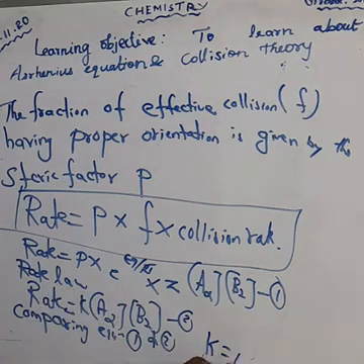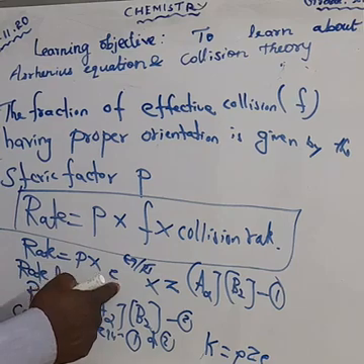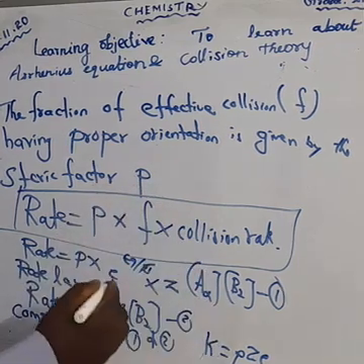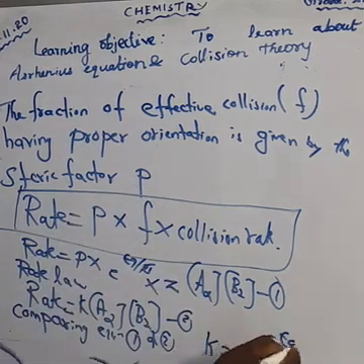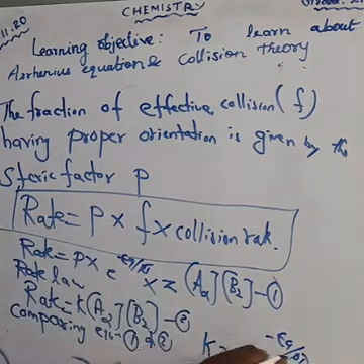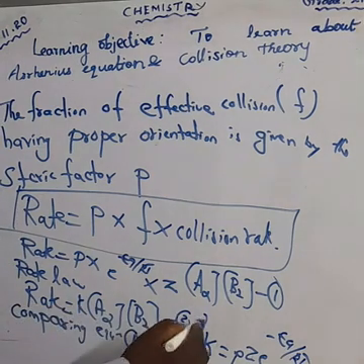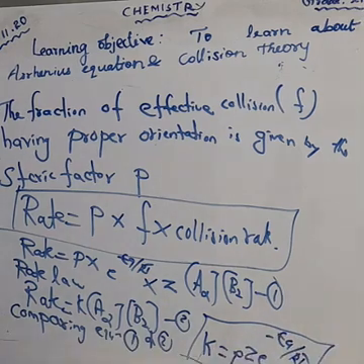P Z e to the power, what is the power? Minus EA by RT. Here also we forgot to write minus EA by RT. This is the final equation: K is equal to P Z e to the power minus EA by RT. Can you write the collision theory?